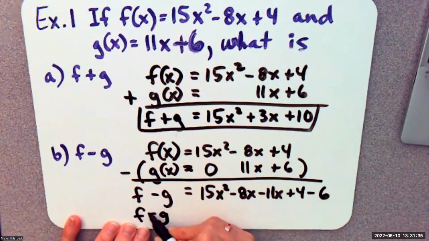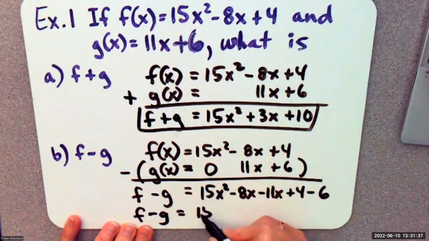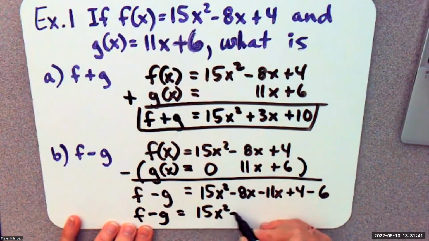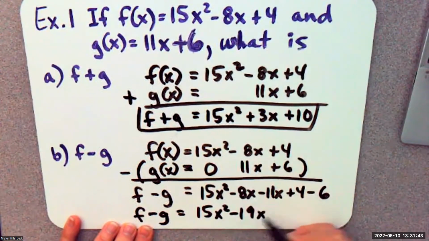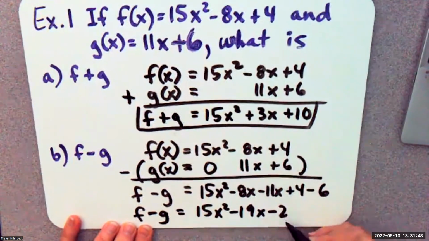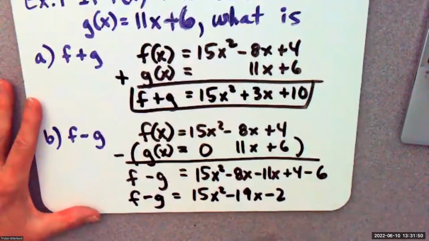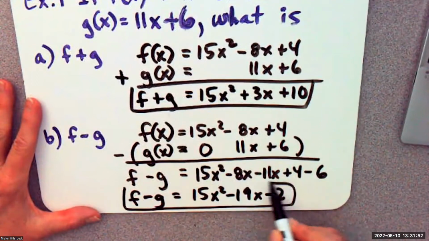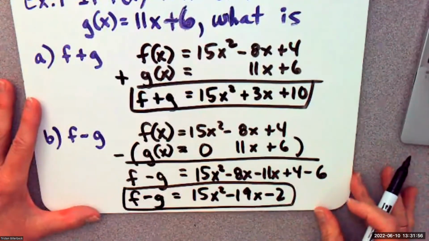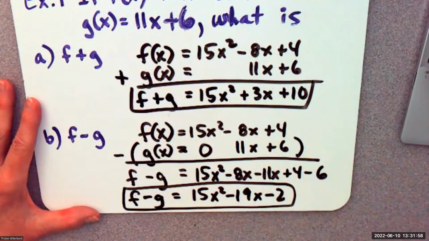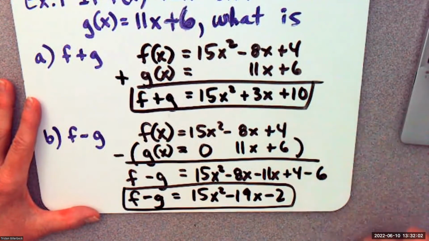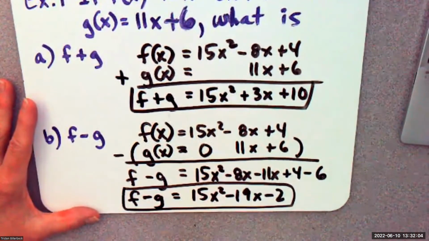So now what we're going to write is the final line, 15x squared. Negative 8x minus 11x is negative 19x, and 4 minus 6 is minus 2. So for this one, we didn't have to do the middle step here. I just did it so that you could really understand what we're doing when we're subtracting the g of x from the f of x.